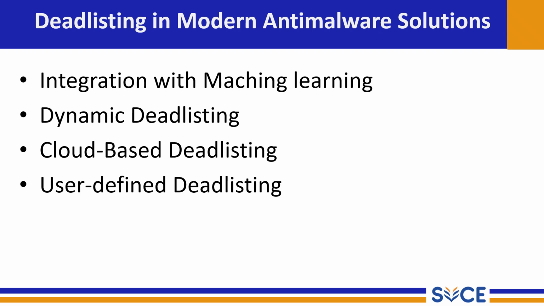Okay. So what are the best practices of deadlisting? To effectively implement and manage deadlisting, we have to consider a set of best practices that has to be followed. First one, start small. Begin with a small and well-defined dead list and gradually expand it as needed. And regularly review and update the dead list to ensure that it remains accurate and relevant.